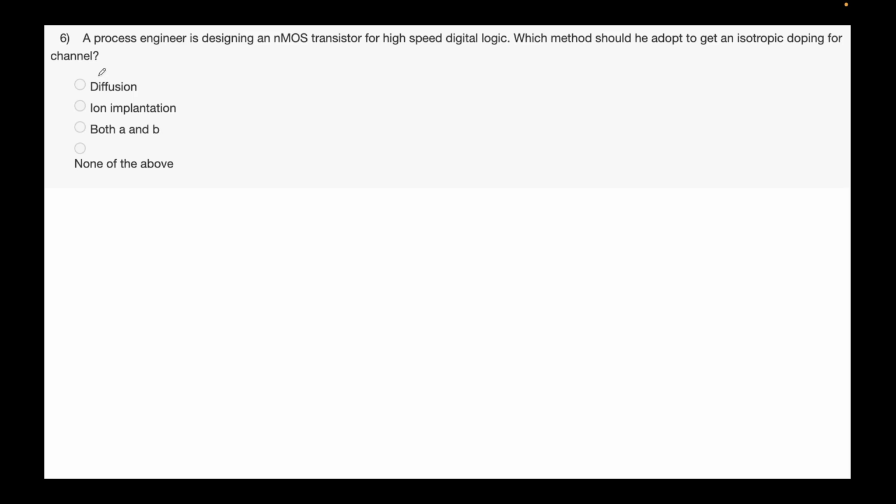Another process engineer now wants NMOS transistors for high speed logic. Which method should he adopt for isotropic doping of the channel? Alright, so we want to dope something. You understand the concept of doping really well. Intrinsic silicon has 10 to the power 10 electrons and holes per centimeter cube, and if you dope it n-type, you can increase the number of electrons. How do we do it? There are two ways of doing that, primarily diffusion and implantation.